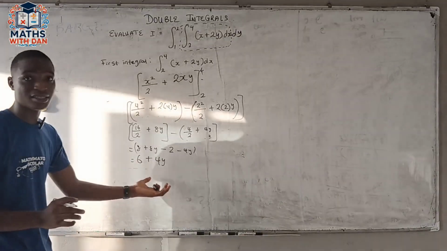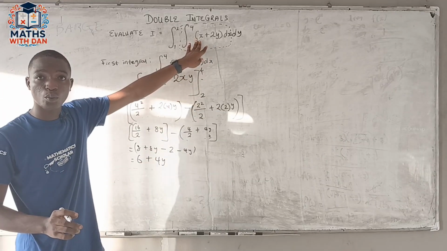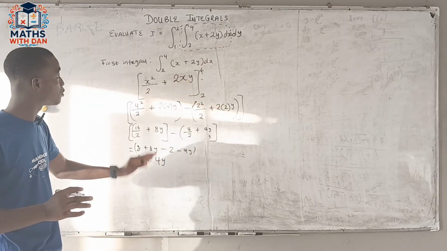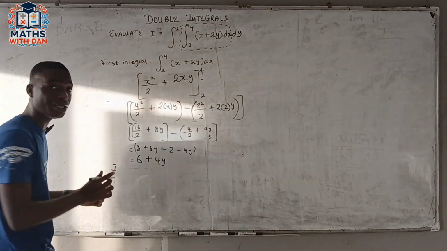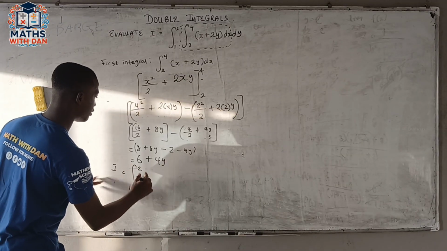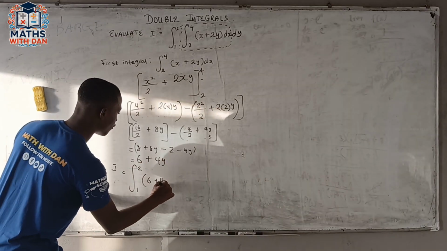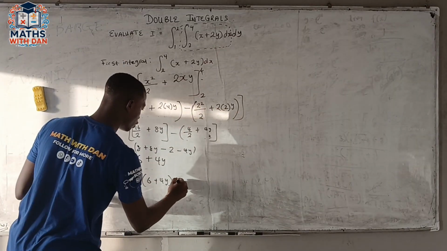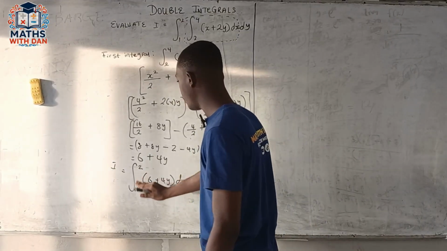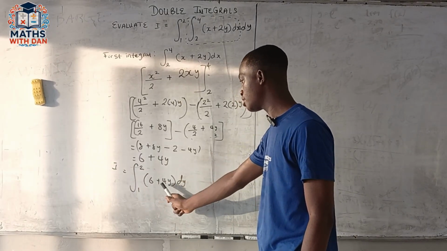So you have the first integral. You have integrated this, so you are now going to substitute this into this, since you have already found the first integral. So substituting this, we are now going to have the new integral as the integral from 1 to 2 of 6 plus 4y with respect to dy. Can you see that it's very simple? So now we have the new integral, I equals the integral from 1 to 2 of 6 plus 4y.